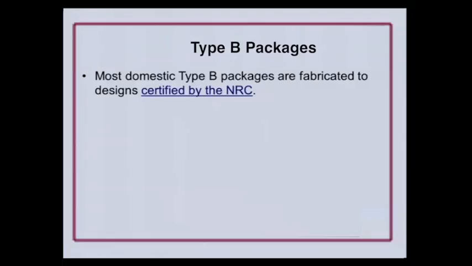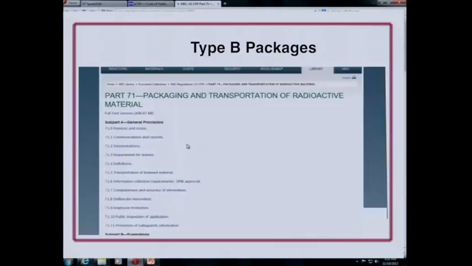The thing to know about Type B is that there's only a handful of domestic Type B packages that have been certified, and they are all certified by the NRC. And this is where 10 CFR 71 comes in. 10 CFR 71 addresses the certification of Type B packaging and stipulates the requirements for that. And if I'm not mistaken, the little certified by the NRC link here is Part 71, so you can click on that and take a look at it later.